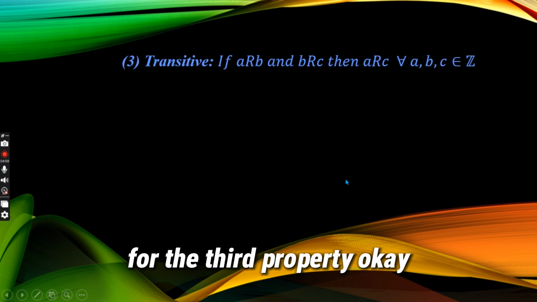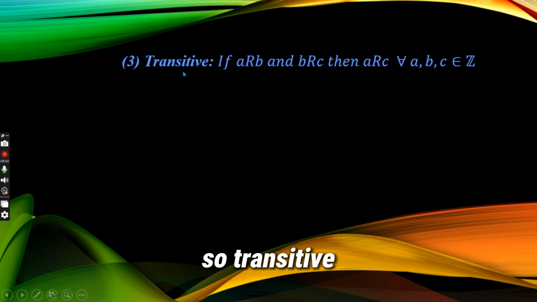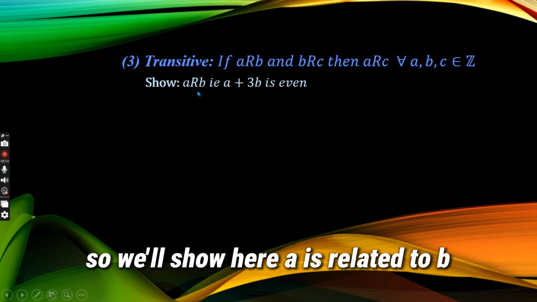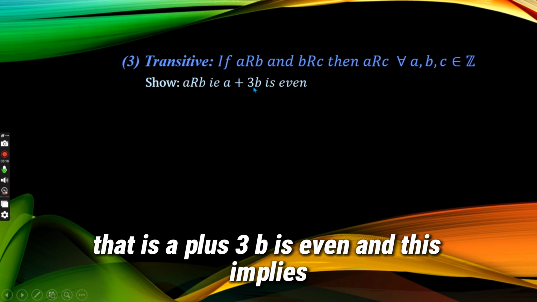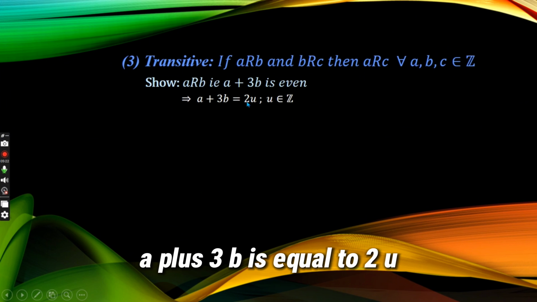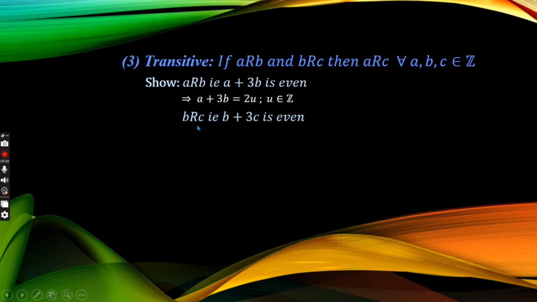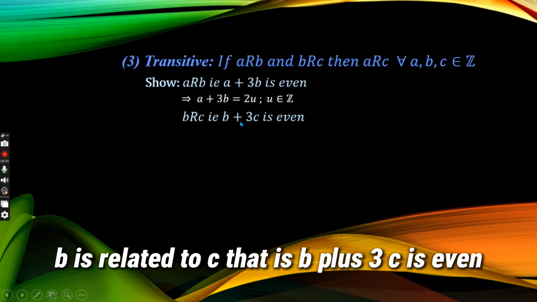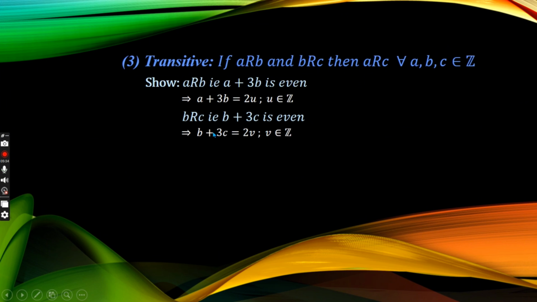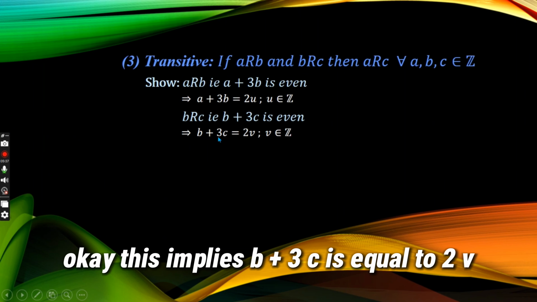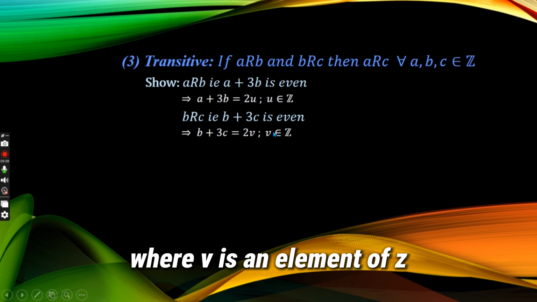For the third property, we'll test for transitivity. So transitive: if a is related to b and b is related to c, then a is related to c for all a, b, c, an element of Z. So we'll show here a is related to b, that is a plus 3b is even. And this implies a plus 3b is equal to 2u, where u is an element of Z. Another, b is related to c, that is b plus 3c is even. This implies b plus 3c is equal to 2v, where v is an element of Z.